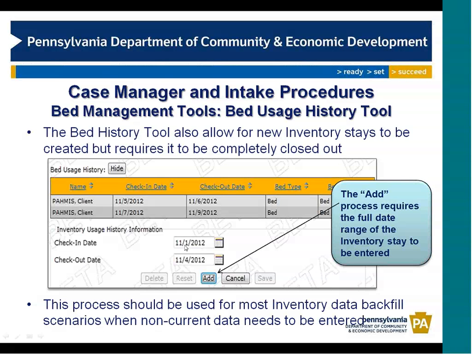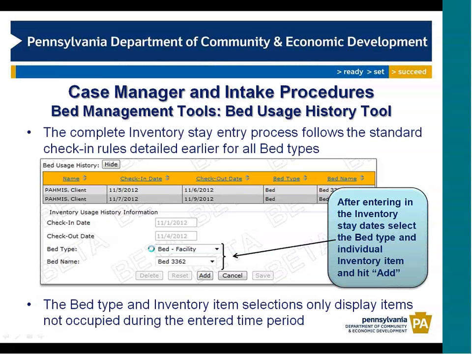When you start, it has both the dates, you enter in both of them, and simply hit the add button. What it'll do is open up a process exactly like the detailed process that we talked about during enrollment, as well as the standalone check-in. That'll prompt you for bed type, as well as the different inventory items. The interface is dynamic based on all those.